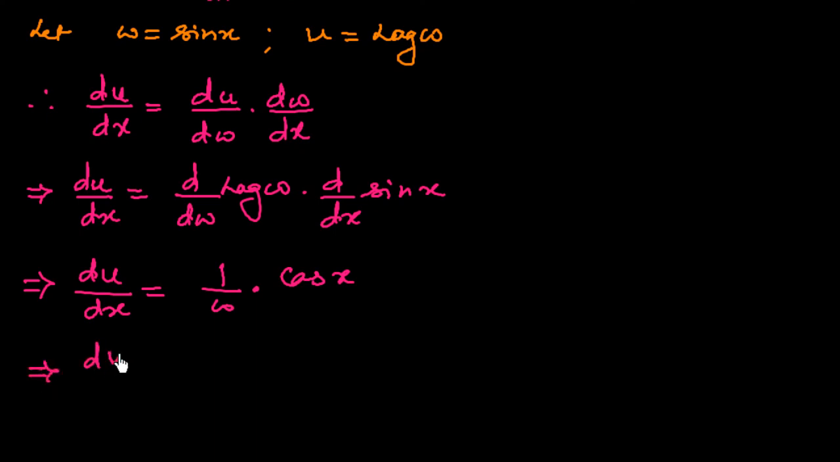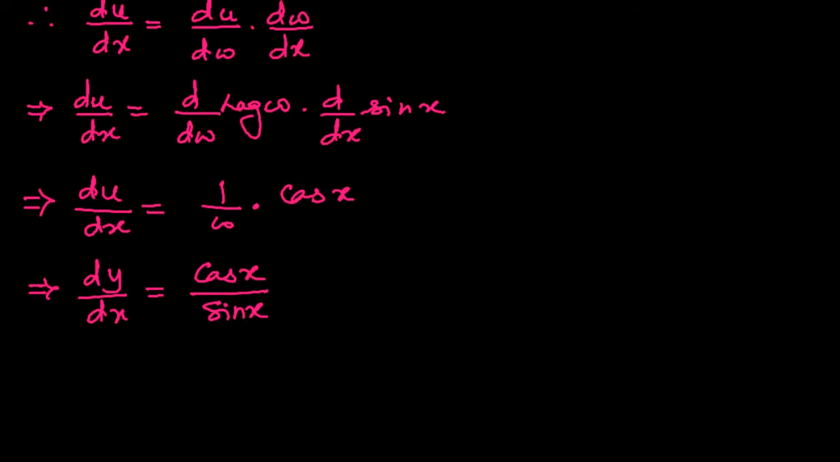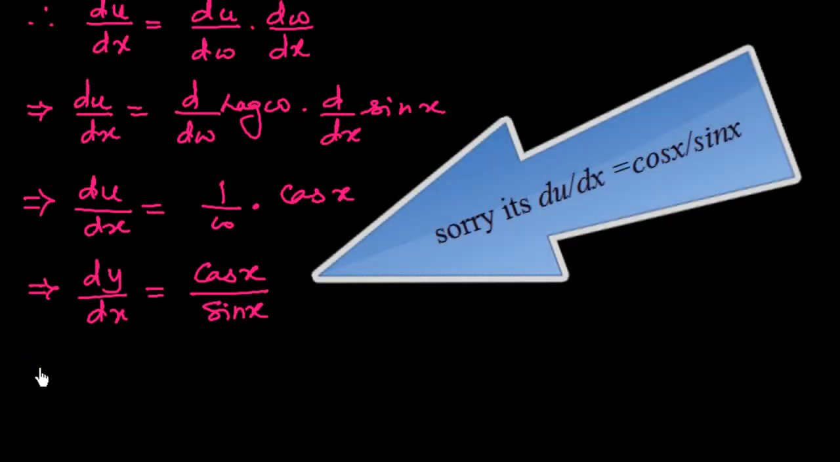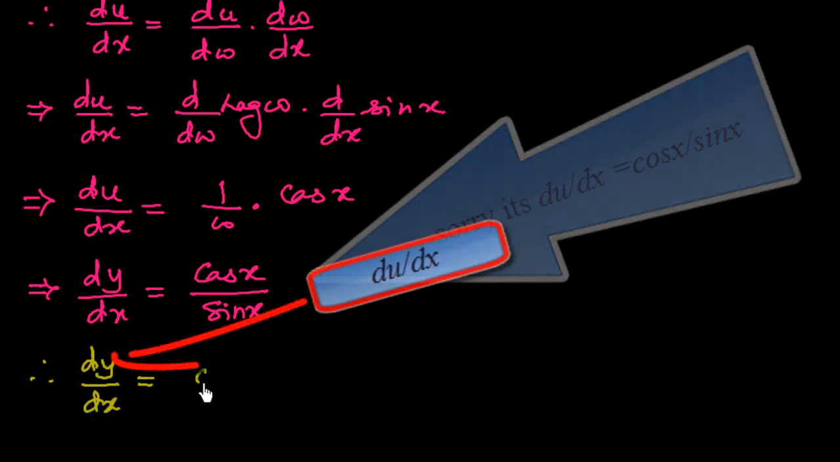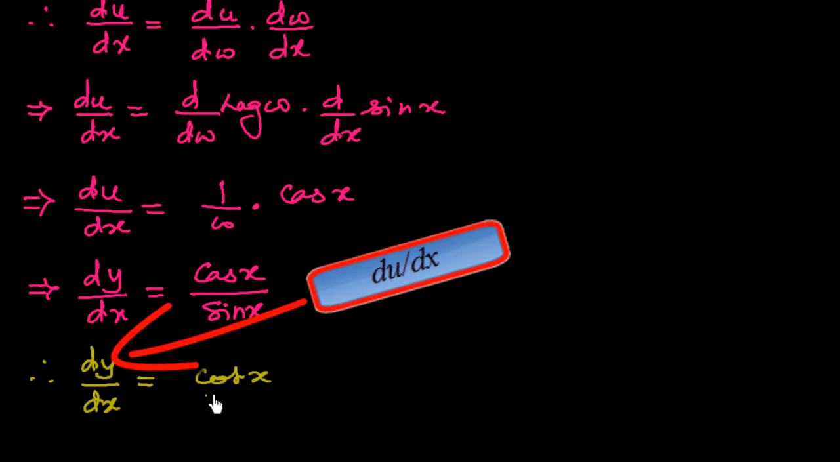I substitute the value of w. w is equal to sin x. Cos x into 1 is cos x over sin x. Finally we get, therefore du over dx is equal to cot x, since cos x over sin x is cot x. So this we have got, number 1.